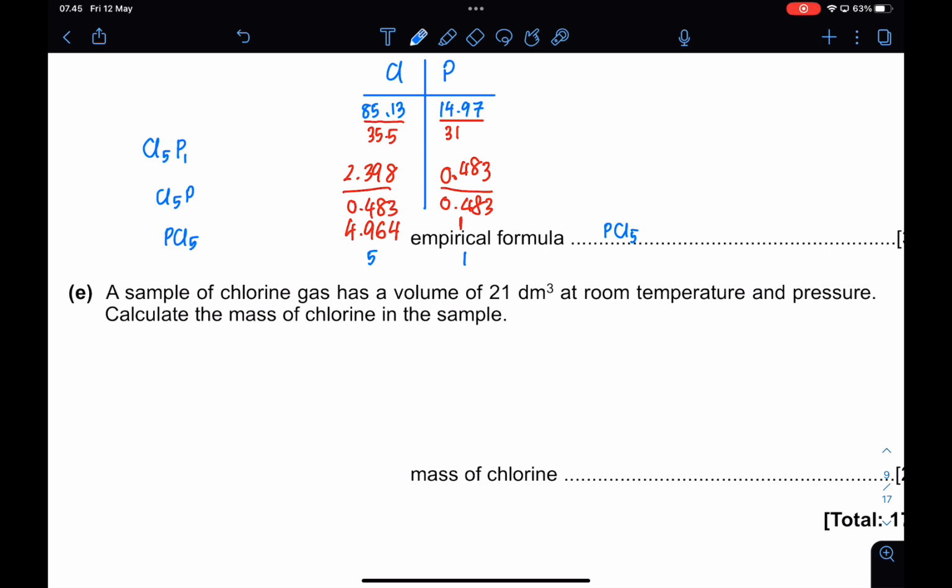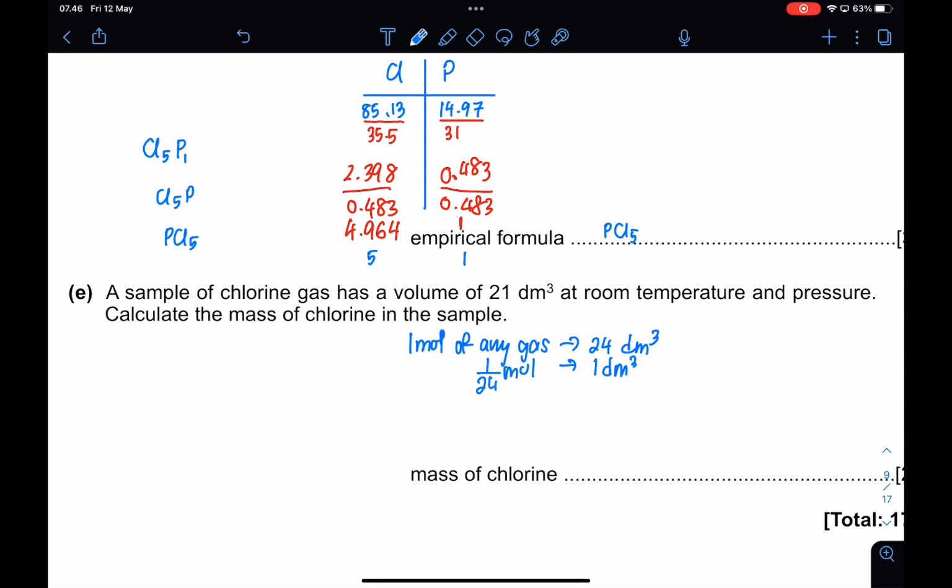So every single time when you have gas, we need to know that 1 mole of any gas will occupy 24 dm cube at room temperature and pressure. Must remember 24 dm cube. So now you have 21 dm cube. So up to you, I will normally calculate like this.